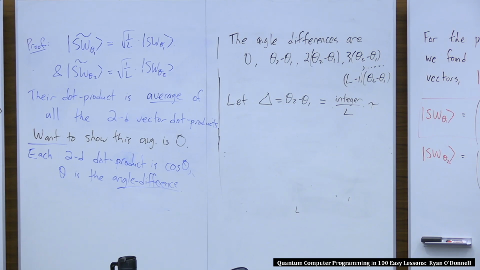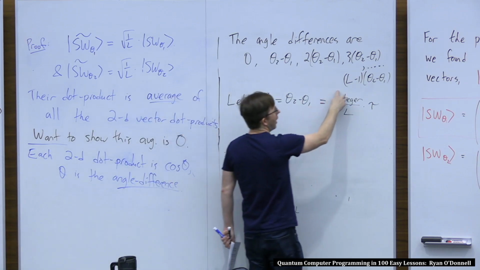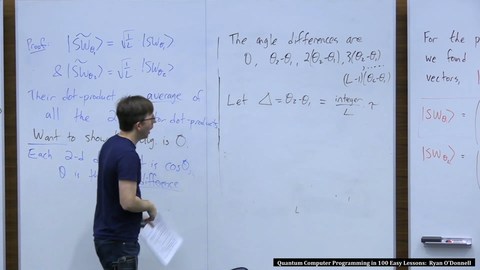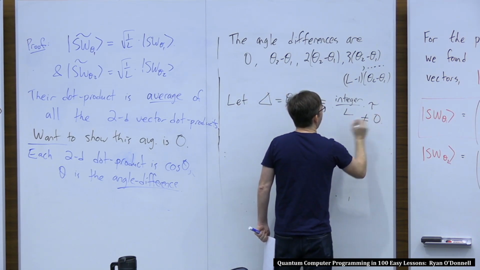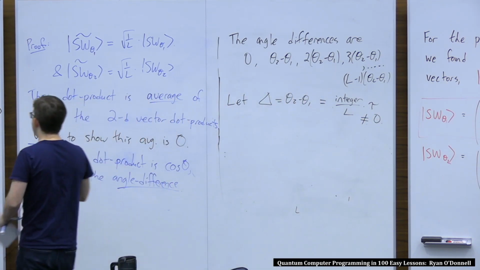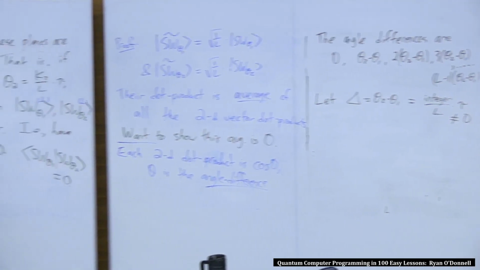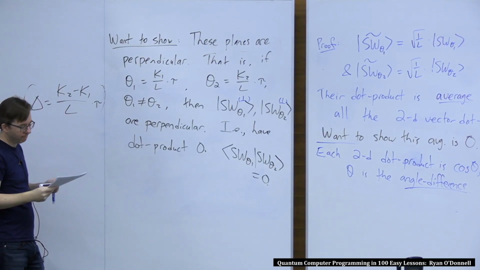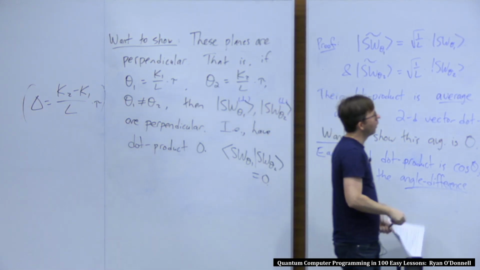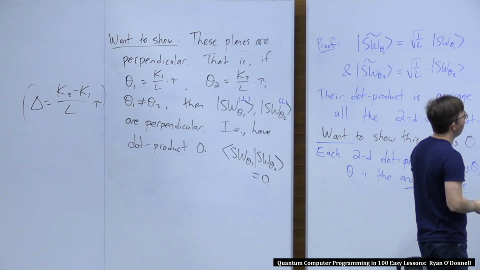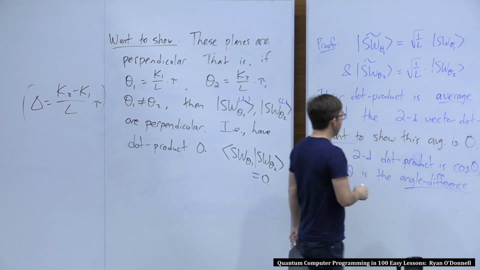So it's another one of these angles which has the property that if you rotate by delta, 2 delta, 3 delta, 4 delta, L times, you eventually get back to 0. You'll wrap around integer many times in doing so. And another key fact about it is it's not 0. And it's not 0 because theta 2 does not equal theta 1, because these are different planes of rotation. Okay, so good. These are the angle differences.